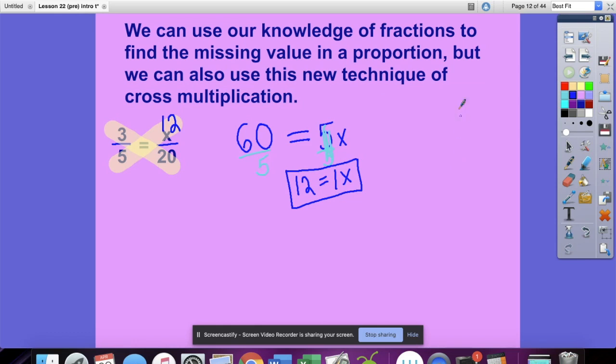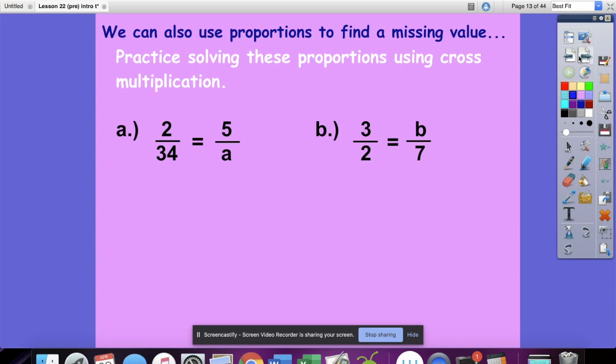So as we go through today's lesson, we're going to use this new technique of cross multiplication to find the missing number in a proportion. So let's look at a couple more. Again, in both of these examples, if you notice, there is a number missing in each of the proportions. Again, let's try and do it this new way.